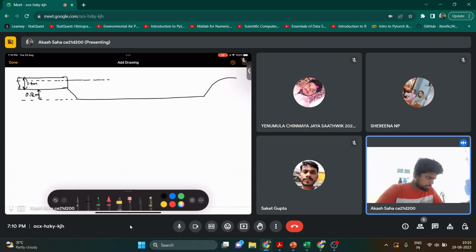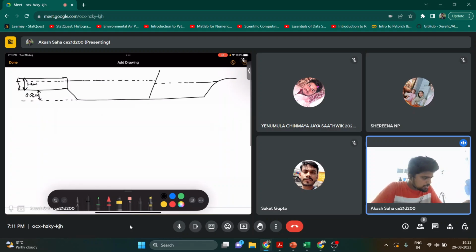And suppose this is the depth of flow of water. Here is the screen and it will be like this. So the water depth in the sewer line is given as 1.05 meter. Okay, suppose I am taking this line as my datum. So this will become my Z1.